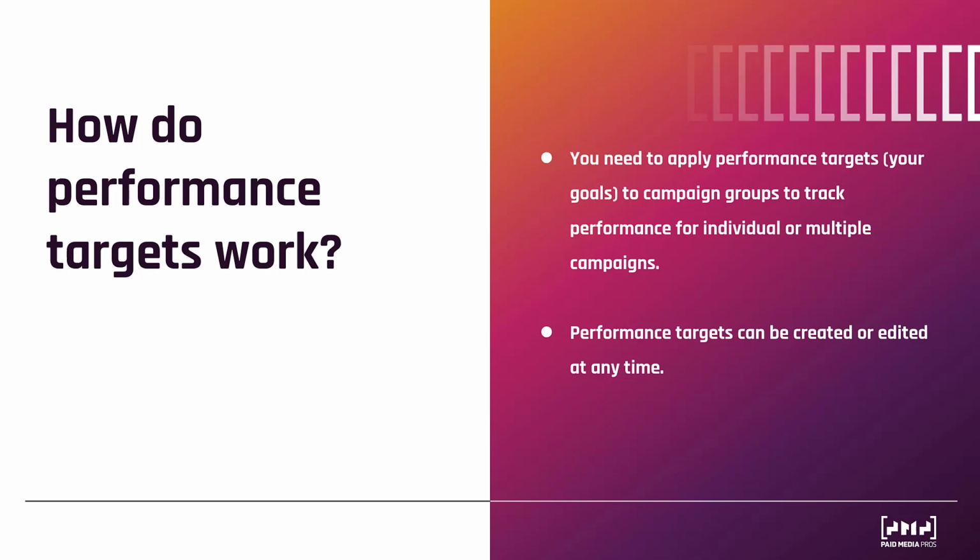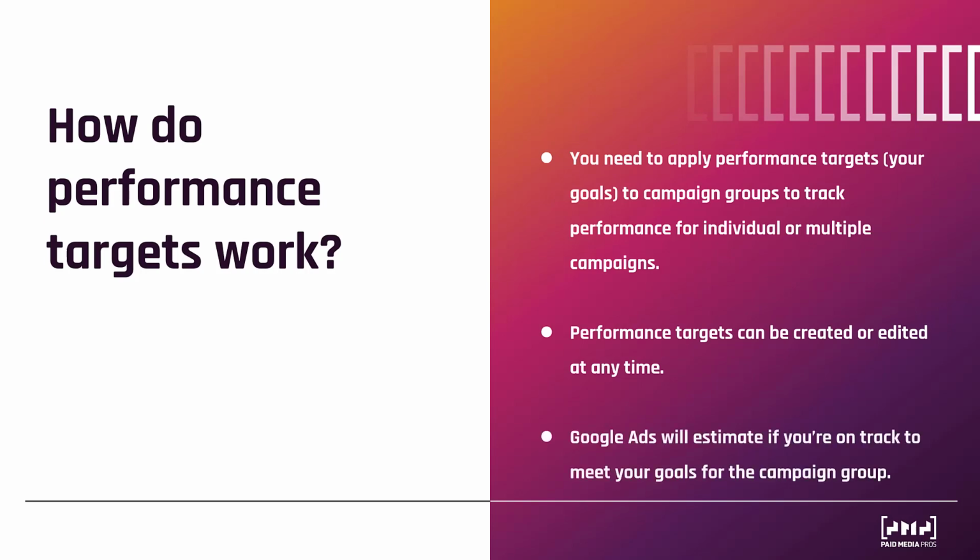This makes perfect sense because Google understands that your goals and the target metrics that you want to reach could change at any point. And then based on what you have set your performance targets at within the campaign group, Google Ads will estimate to see if you're on track to meet your goals for that specific campaign group. Now, these are very easy to set up, but there's a good amount of advertisers that don't know that they exist because they're kind of buried within the Google Ads interface. So let's hop into Google Ads and we'll show you where to find performance targets, campaign groups, and how to set them up.